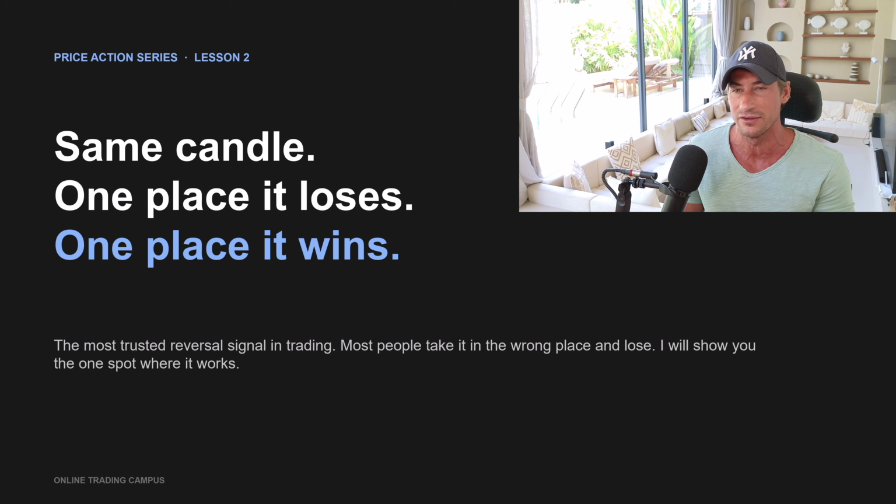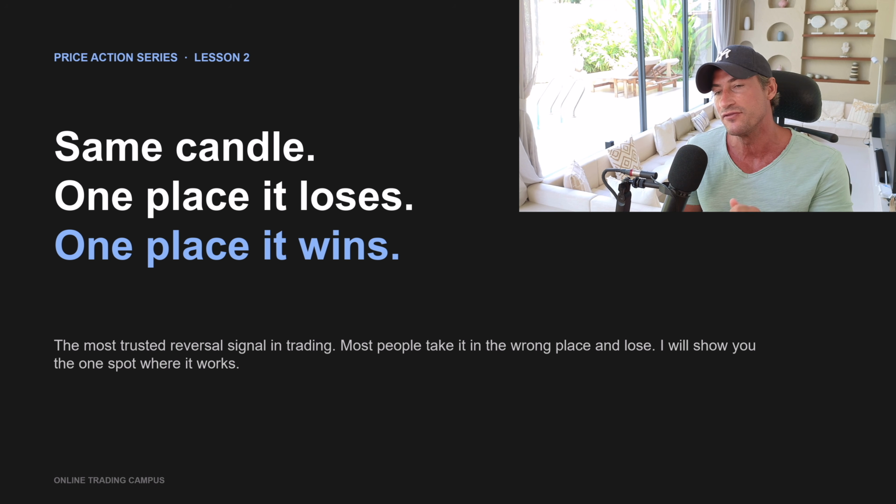Not because the pattern is fake, it is actually real. It is one of the most trusted reversal signals in all of trading. They're going to lose because they took it in the wrong place. And this is the engulfing candle. On its own, in the middle of a chart, it is almost useless.